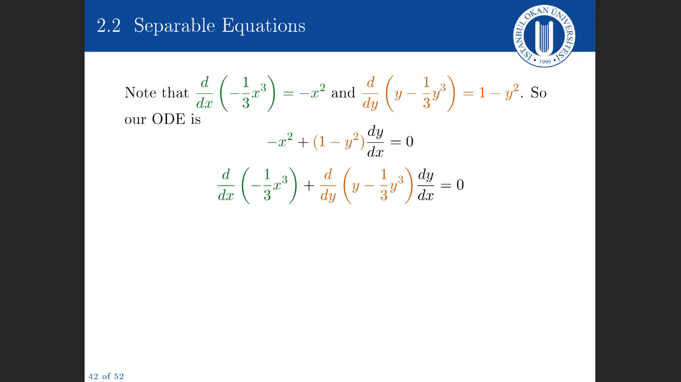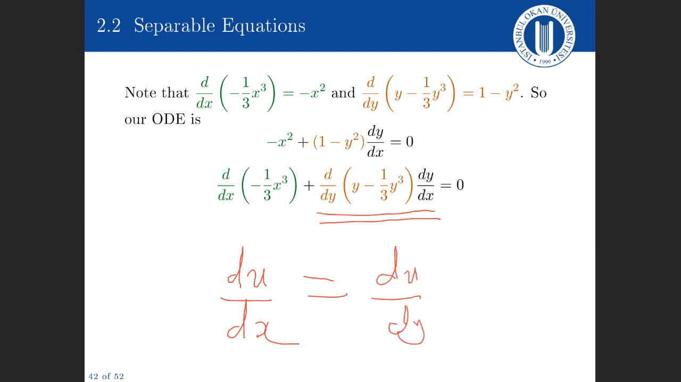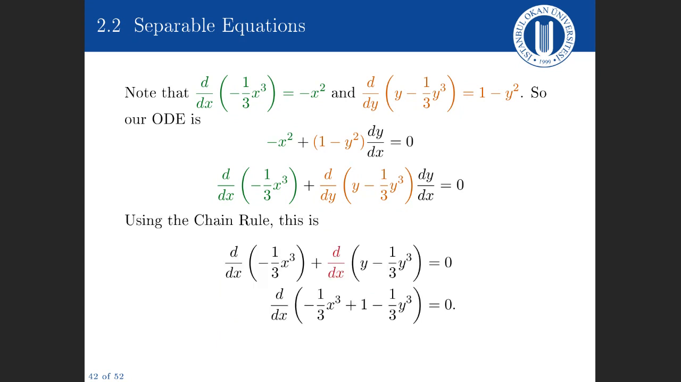Look at the second term. We can simplify this using the chain rule. Remember, the chain rule says, for example, du/dx is the same as du/dy times dy/dx. And this is the sort of thing we have. We have d/dy of some function multiplied by dy/dx. So this orange function is the same as d/dx of y minus 1/3 y cubed.